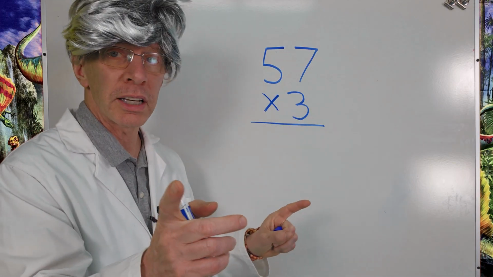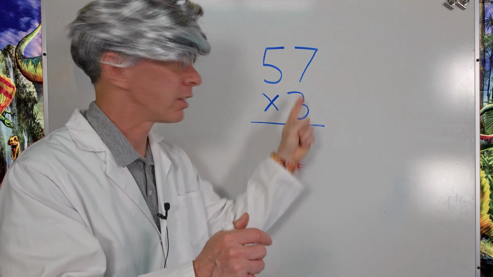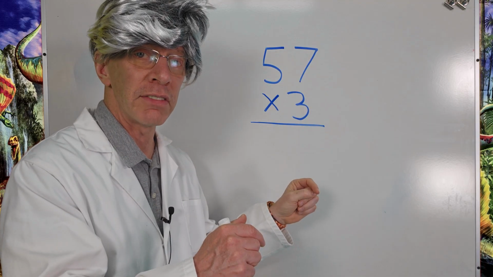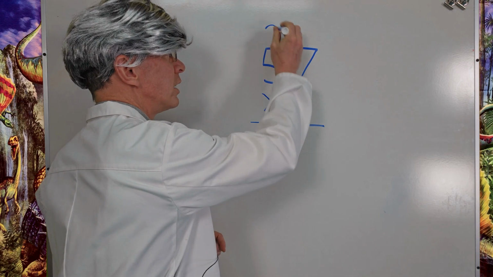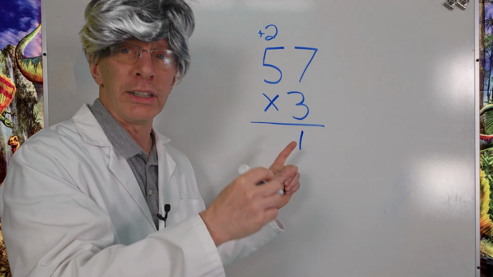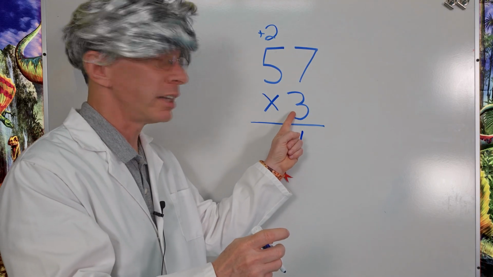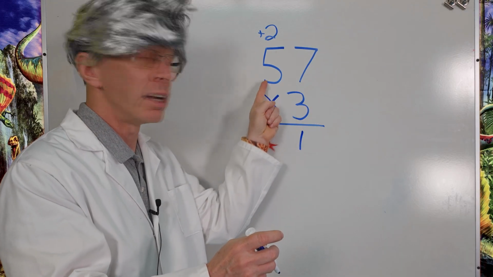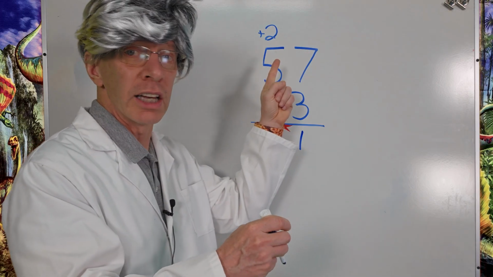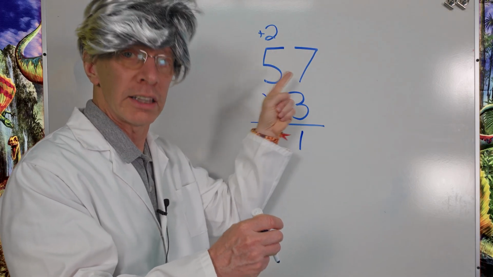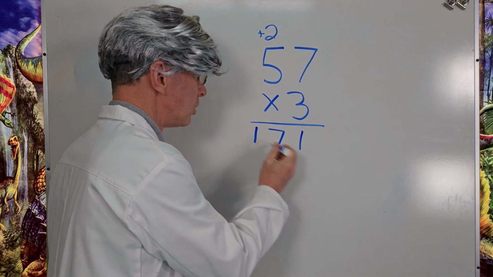So now, multiplication. We take this number right here, and I multiply it to the 7. 3 times the 7. Do you know what 3 times the 7 is? Yes, 21. So I put the little 1 right here, and I put the 2 over here. Now, the next step, I take this number right here, and I multiply it to this number right there. 3 times 5, 5, 10, 15. Don't forget to add that 2 right there. 15, 16, 17. So, I put the 17 right here.